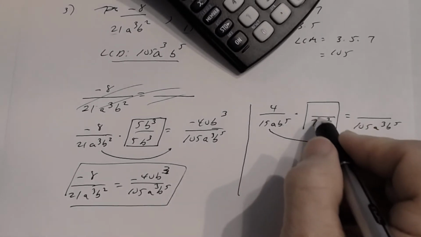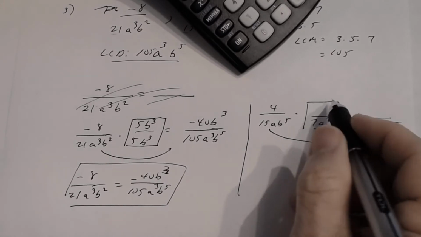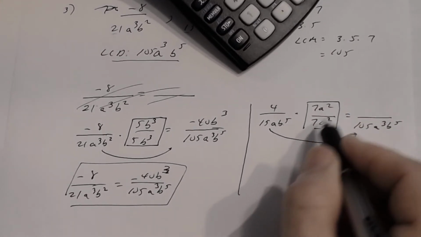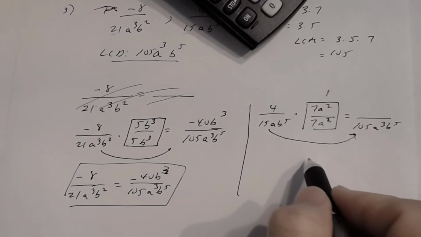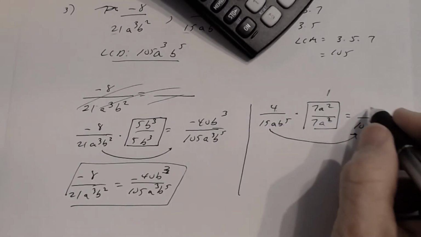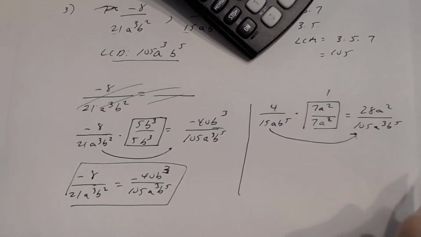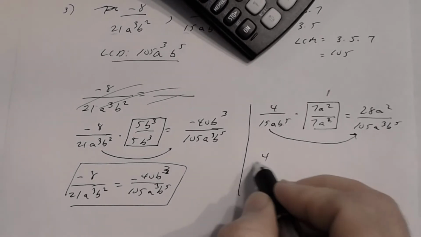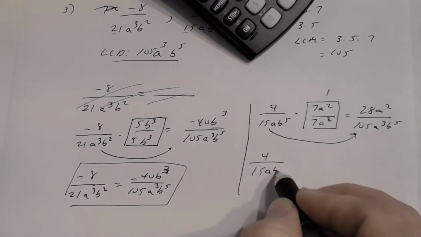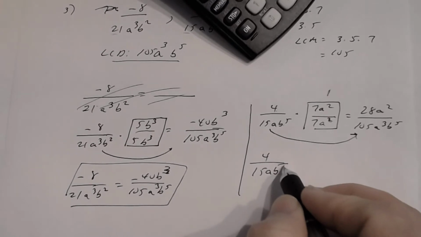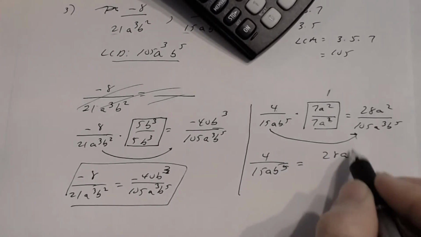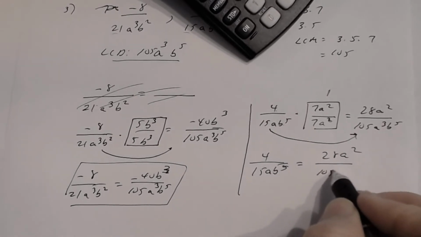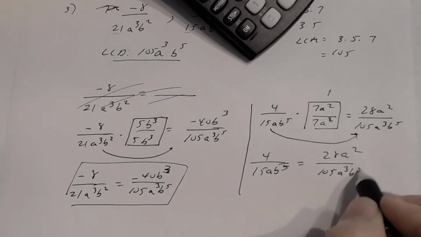But then I do need, whatever I multiply the denominator by, I've got to do the same thing with the numerator because I've got to keep this equivalent. So that's why we talked about that 1. But 4 times 7a is 28a squared. So there's your answer. So 4 divided by 15a times a times b to the fifth is equivalent to 28a squared divided by 105a cubed b to the fifth.